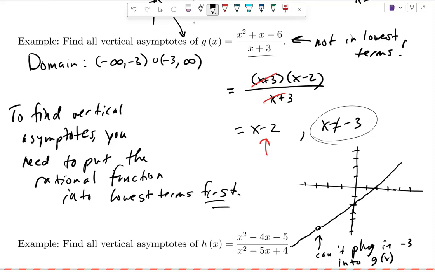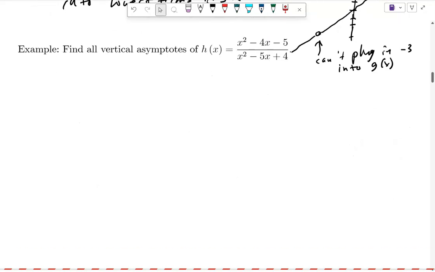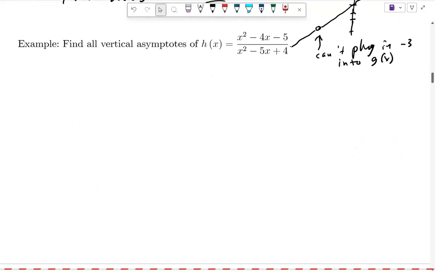When you put something in a graphing calculator, all your graphing calculator does is plug in numbers and connect the dots. So on the graphing calculator, it didn't plug in exactly -3, and so it just traced over the hole. You have to be a little careful with the graph in that case. But this one has a little bitty hole in it rather than a vertical asymptote. All right. But the moral of the story is that in order to find vertical asymptotes, you have to put your function into lowest terms.